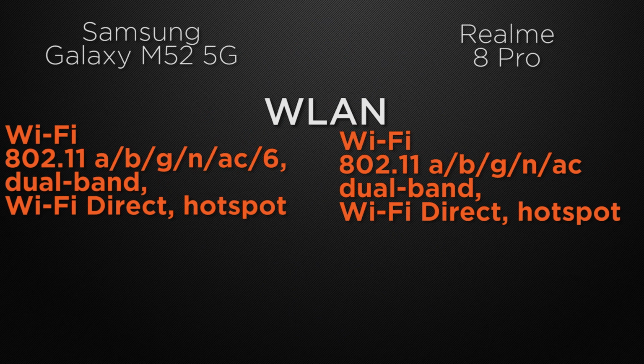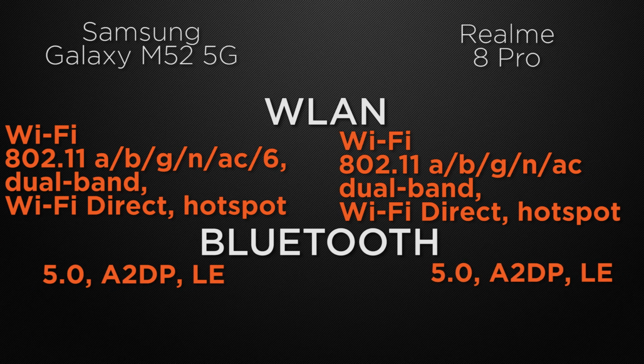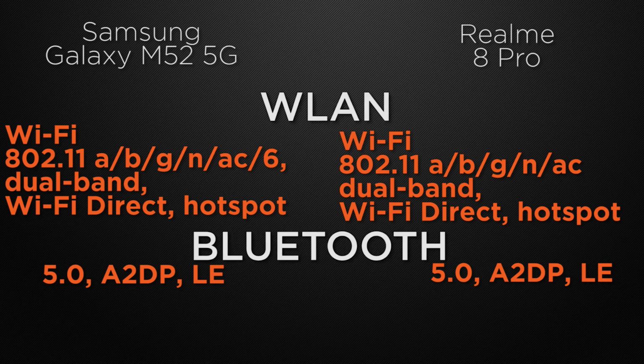Moving to the communication chips in the devices, starting with the WLAN of the devices. Both of the devices have Wi-Fi AC, dual band Wi-Fi, Wi-Fi Direct and hotspot. But M52 has 6th generation of Wi-Fi, which provides more coverage area. So the winner here is M52. And about the Bluetooth version of the devices, M52 has 5th generation of Bluetooth, whereas 8 Pro also has 5th generation of Bluetooth. So it's a tie because both of the devices have the same generation of Bluetooth.